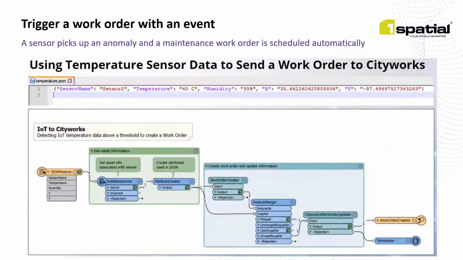FME parses the message, works out from the sensor ID provided which building and which part of that building has the anomaly, and posts the details to the CityWorks application, within which a work order is generated to get a maintenance visit booked to go and inspect and resolve the problem.